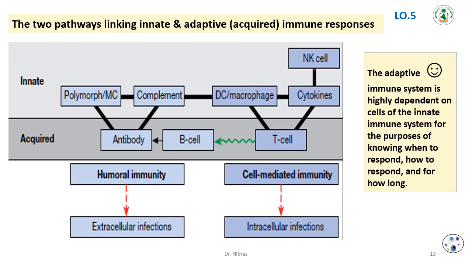All these together will link to the T cell, which has a role in activating B cells. B cells have a role in antibody production. Antibody in turn has a role in complement activation. In that case, humoral immunity acts against extracellular infection through production of antibodies against this extracellular infection, while in intracellular infections, cell-mediated immunity is needed to eliminate the intracellular infection.